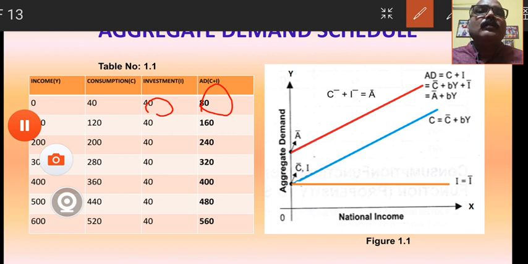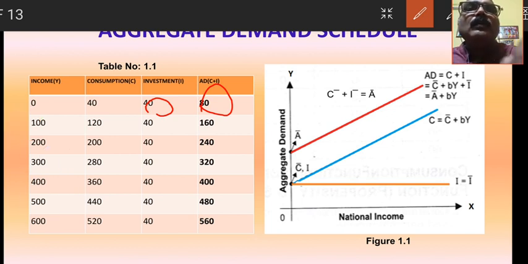Now you see here, at zero level of income, consumption is 40. Why is consumption 40? That is the question. When income is 0, consumption is 40. So this 40 is called minimum consumption or autonomous consumption. It means even at zero level of income, some amount of consumption is there, what Keynes told.